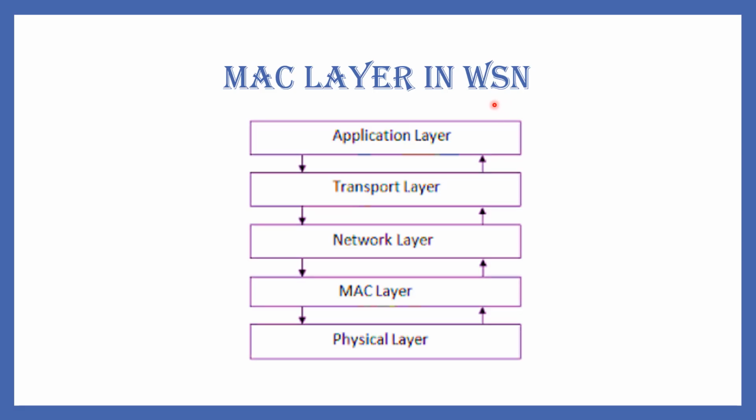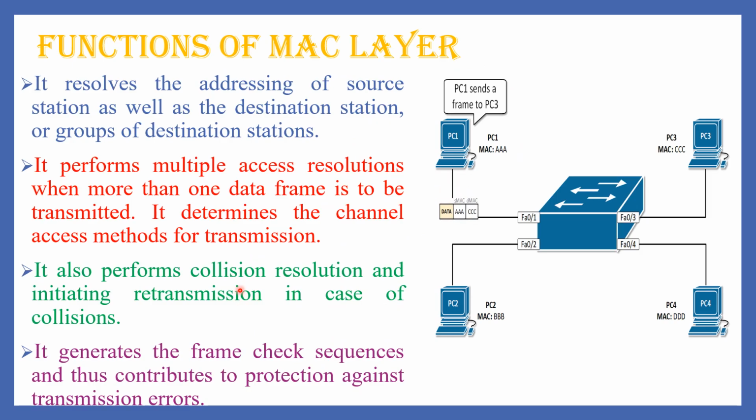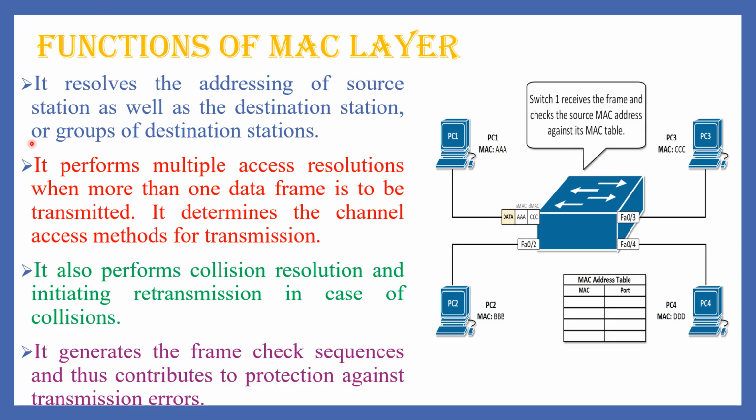depending on the domain we are making use of, based on the requirements of the domain. Okay, so here, since the syllabus is confined to the second layer, and to be more specific, the second sub-layer, the media access control layer. So before moving into the MAC layer, first we will see the functions of the MAC layer. As you all know, it provides address resolution, multiple access resolution, collision resolution, and protection against transmission errors.